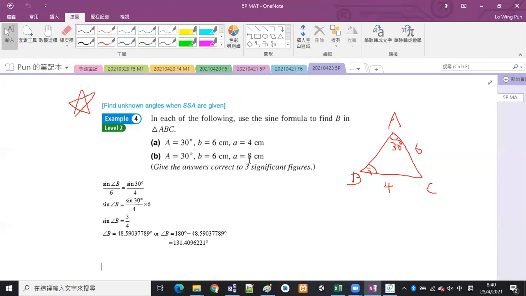Okay, so let's read part B. Let's see whether part B also have two answers.